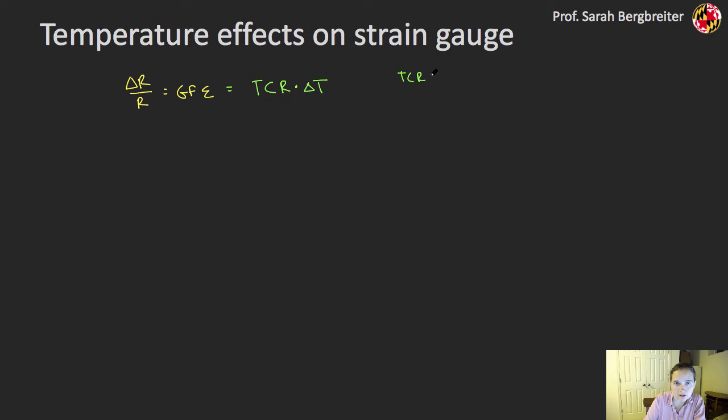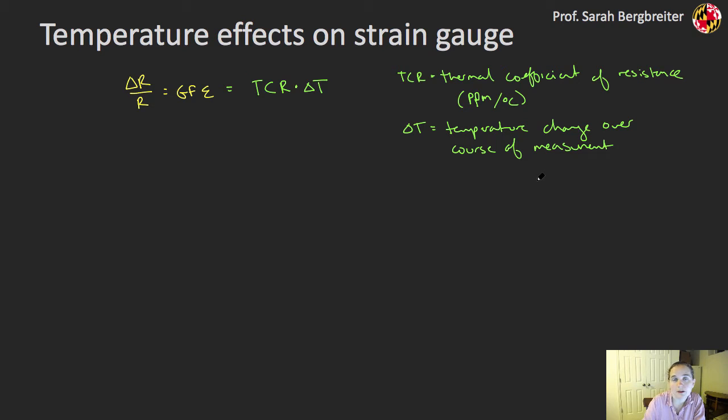So TCR is my thermal coefficient of resistance. That's often given in something like parts per million per degree C, per degree F sometimes. And my delta T, of course, is my temperature change over the course of the measurement. And then it can be across the bridge as well, as we'll talk about a little bit later. All right, but using this, I can give you a couple example TCRs.